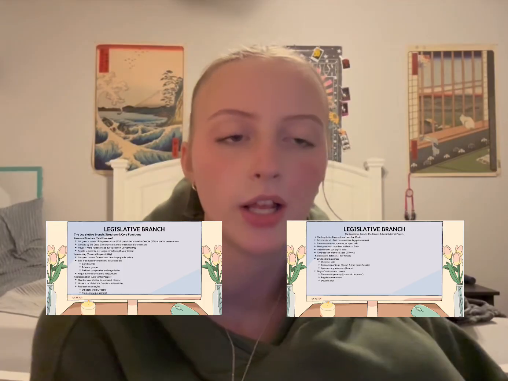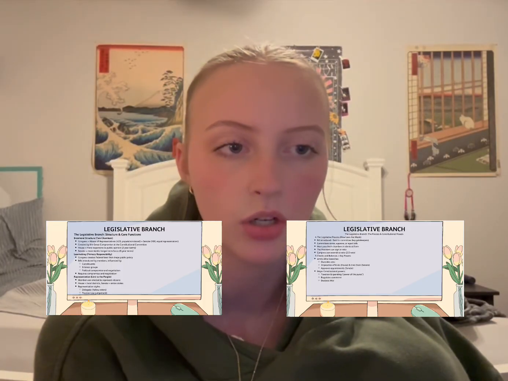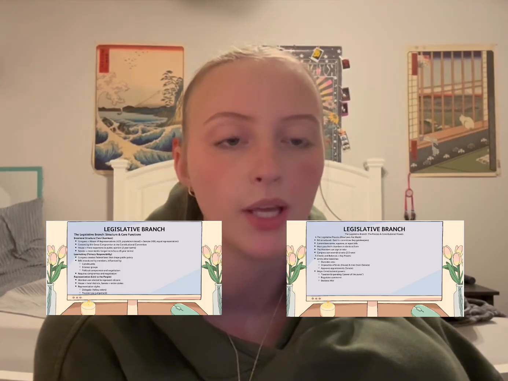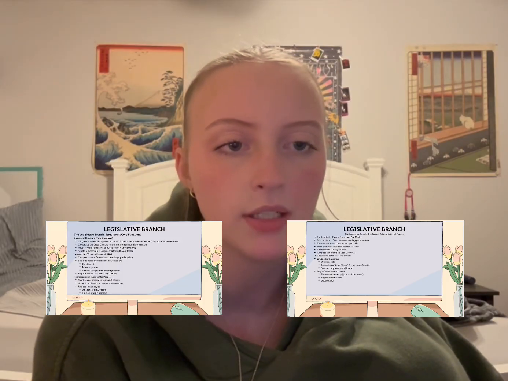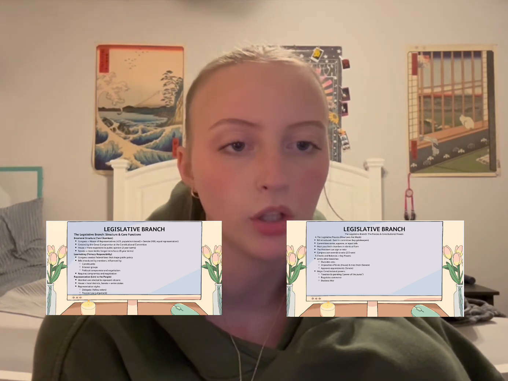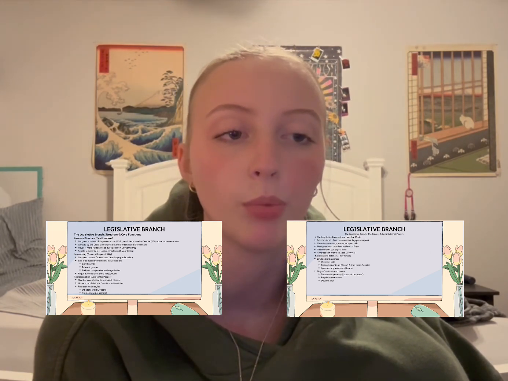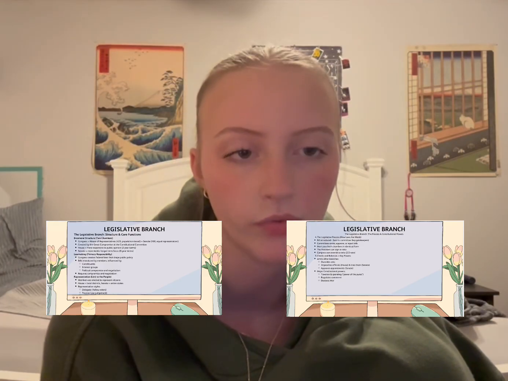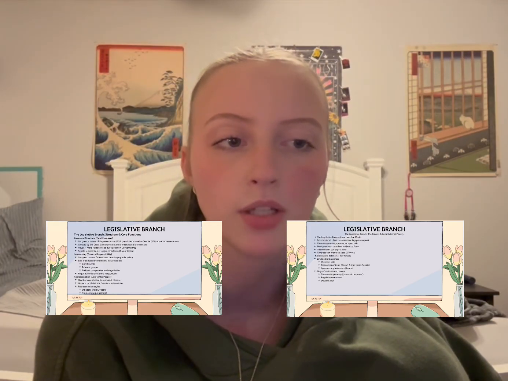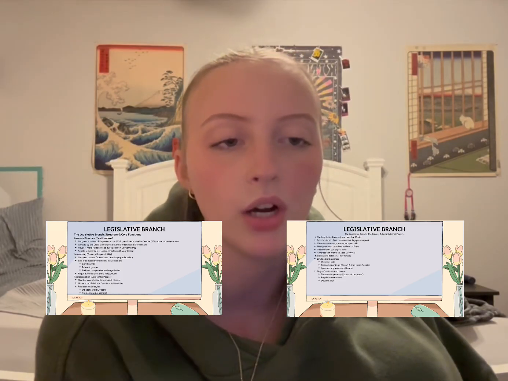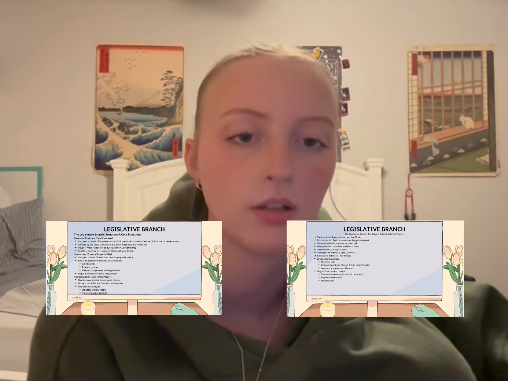Another key function of the legislative branch is representation. Members of Congress are elected to speak and act on behalf of the people. Representatives focus on specific districts, while senators represent each state. Lawmakers may take on different approaches to representation. Some act as delegates, closely following the wishes of their voters, while others act as trustees, using their own judgment to make decisions they believe are in the public's best interest.